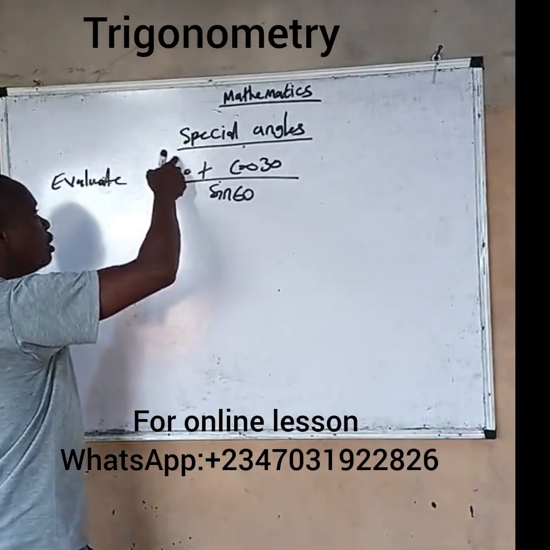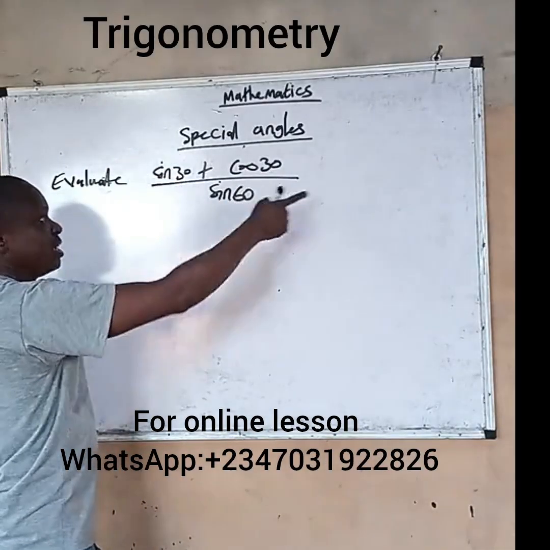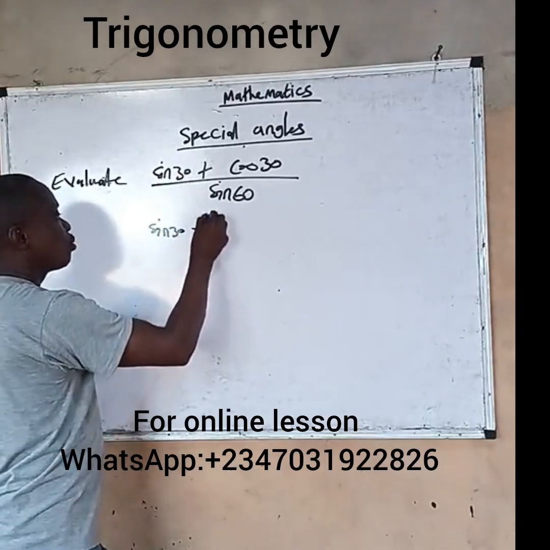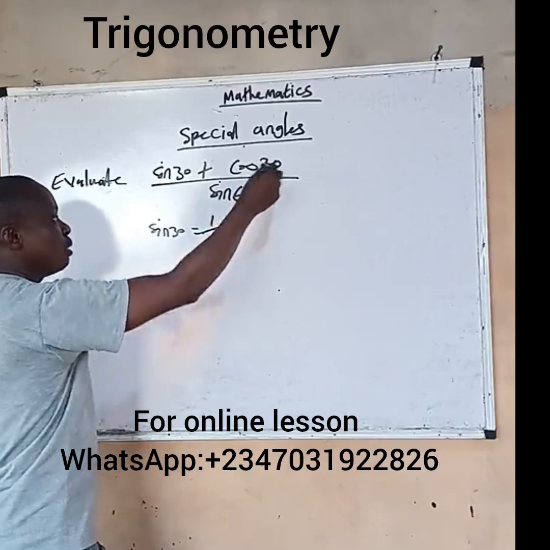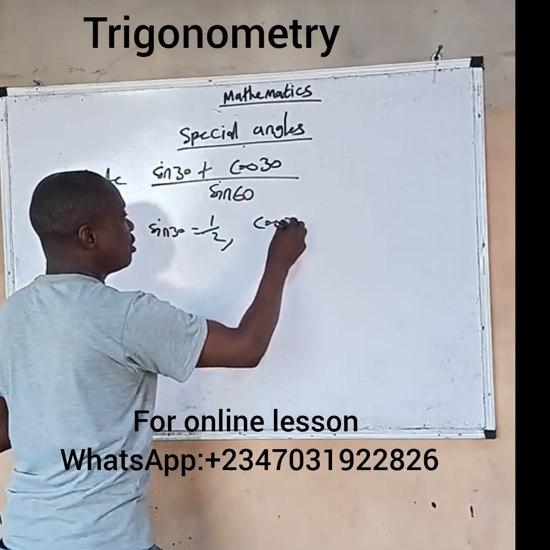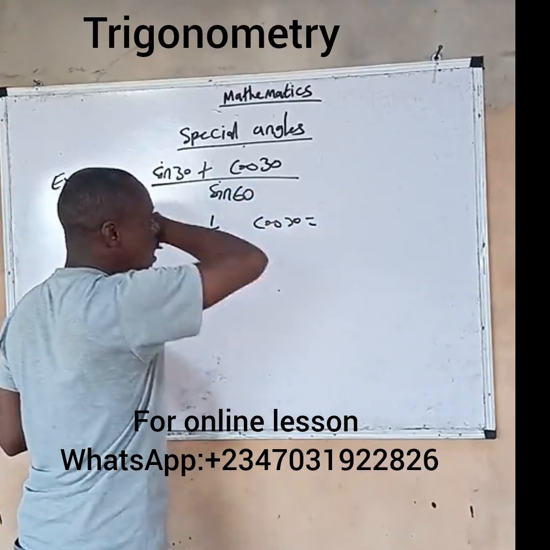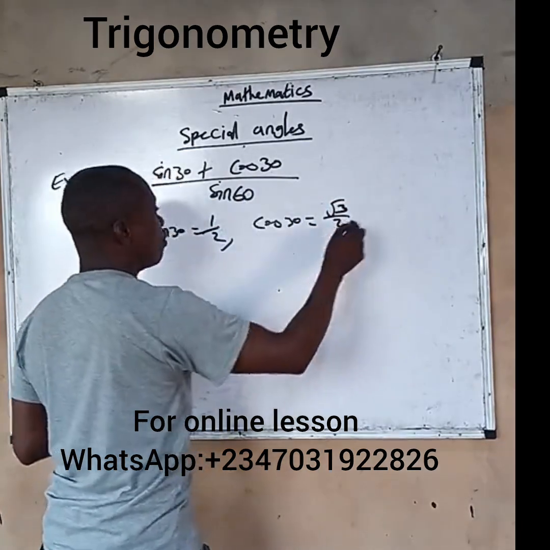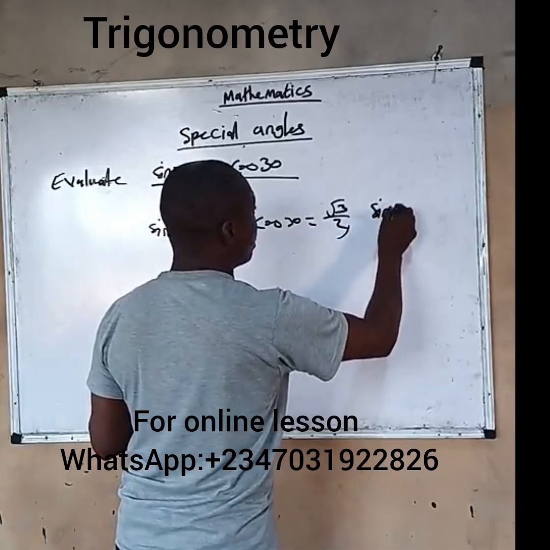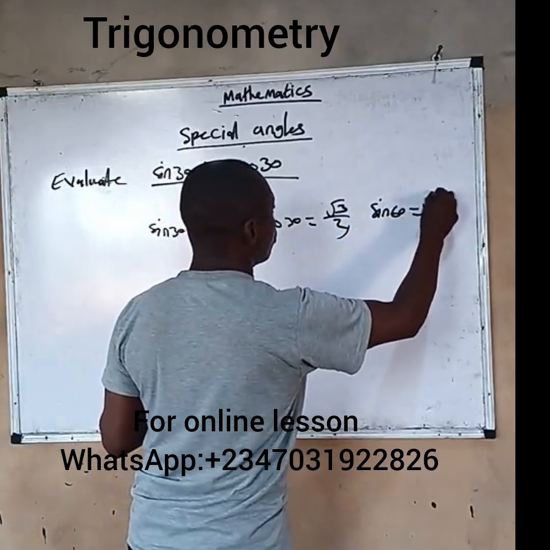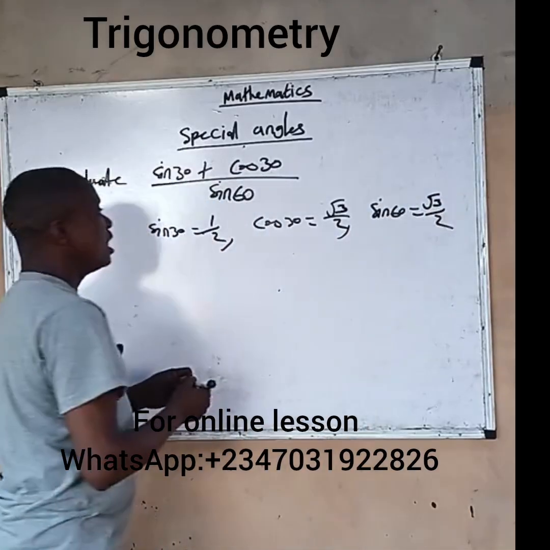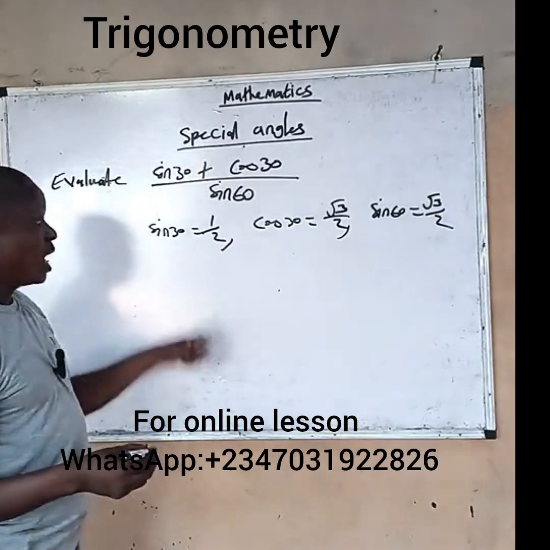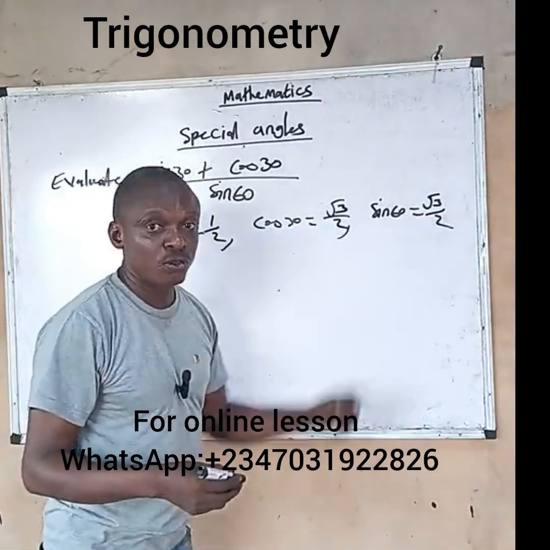Now you ask, what is the special angle of sine 30? That was what we just proved. We discovered that sine 30 is equal to 1 over 2. And what is the special angle of cos 30? The special angle of cos 30 is root 3 over 2. And what is the special angle of sine 60? The special angle of sine 60 is root 3 over 2. So when they say evaluate without tables, they will give you special angles, and it's expected that you use all these kinds of values.